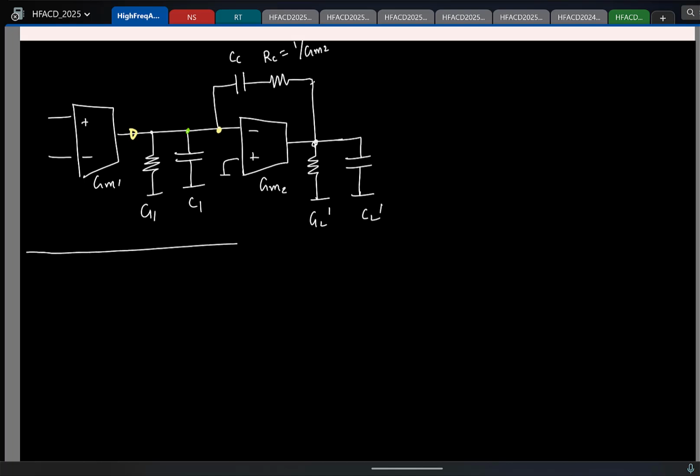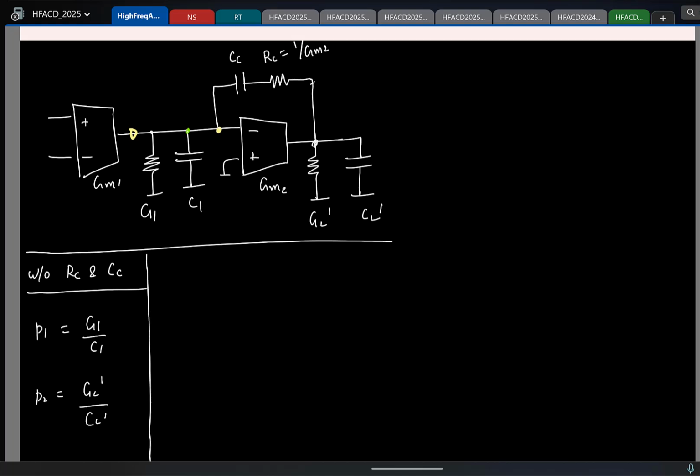So earlier, let us say when I didn't have both RC and CC, how many poles did we have? And where were the poles? G1 by C1 and GL prime by CL prime. Then we did the following. We didn't have RC, but we just had CC, correct?